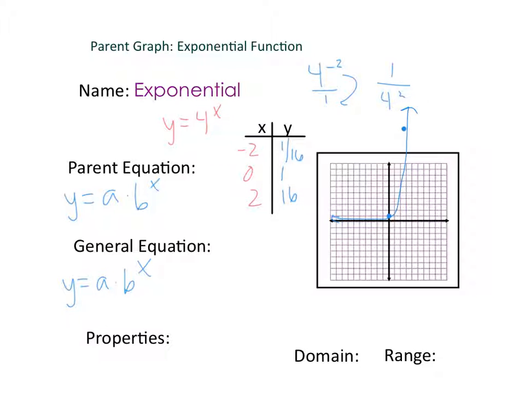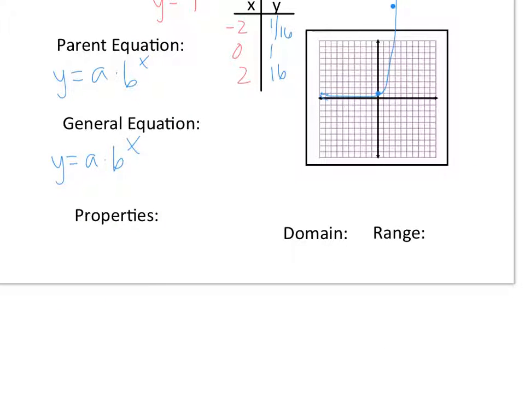And our graph is on the right. Again, that's an exponential function. So let's name some of the properties of exponentials. And some properties here would be that we have an asymptote at y equals 0.